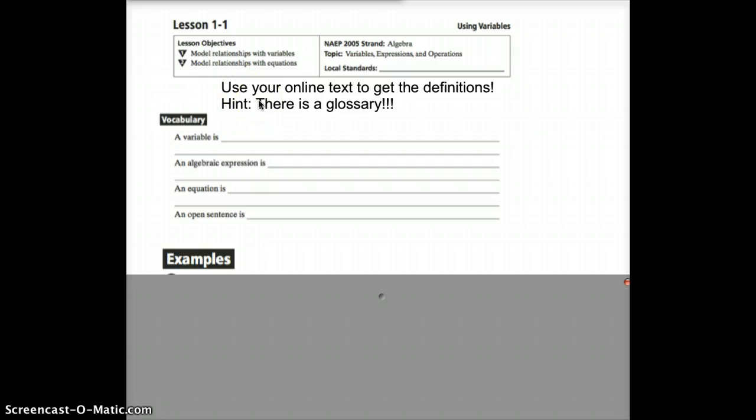The first thing I'd like you to do is go ahead and pause this, and open up your online textbook and make sure it's bookmarked. Okay, bookmark that Pearson SuccessNet page, log in. Remember, this is a login you created using your school email and then a password of your choosing. Go ahead and log in, and then in the online textbook, find the definitions for these four terms here: variable, algebraic expression, equation, and open sentence. Go ahead and complete that vocabulary.